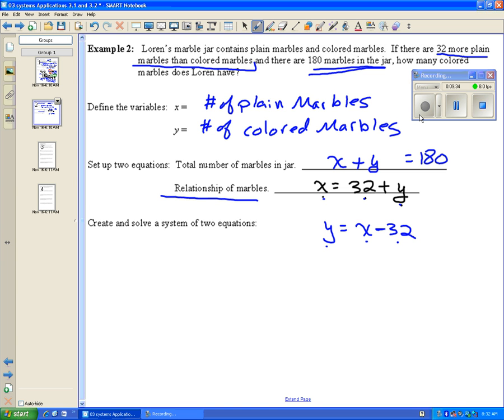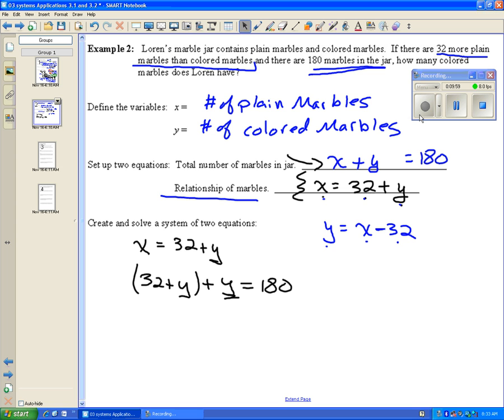So now I'm going to use substitution because I know what X is equal to. X is equal to 32 plus Y. So I'm going to plug this into my first equation and say 32 plus Y plus Y, because this is the X and this is the Y. That's equal to 180. Combine like terms. I don't need the parentheses, so I can just forget about them. And say Y plus Y is 2Y plus 32 is equal to 180.